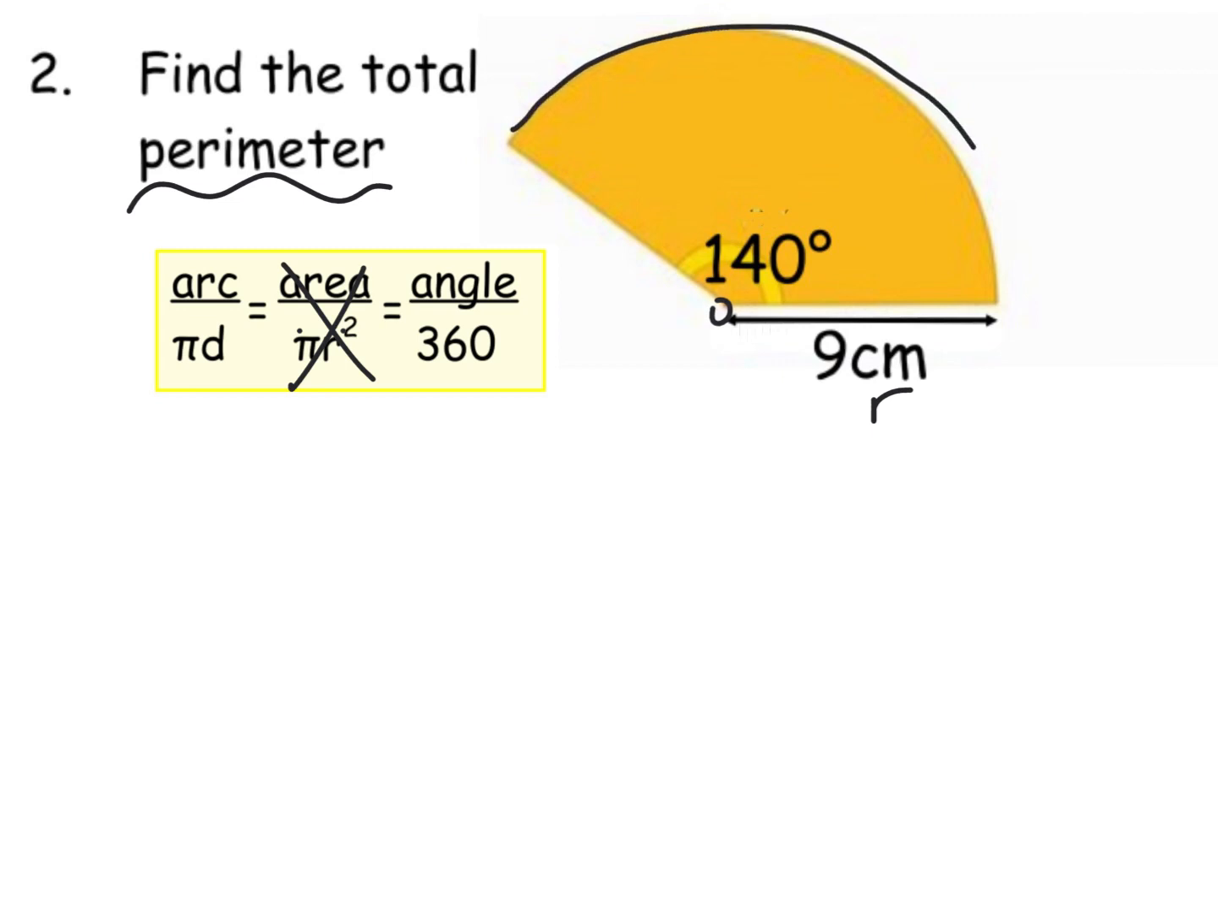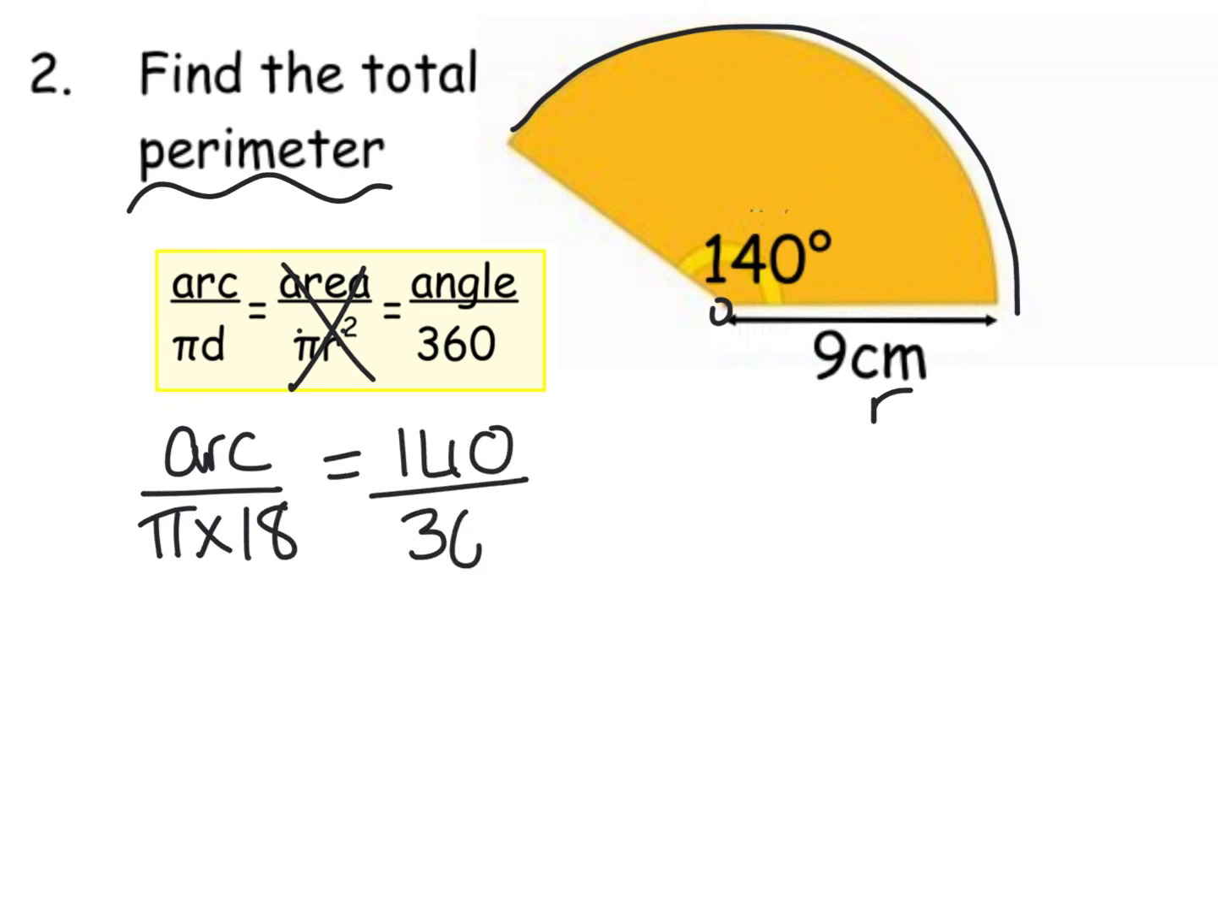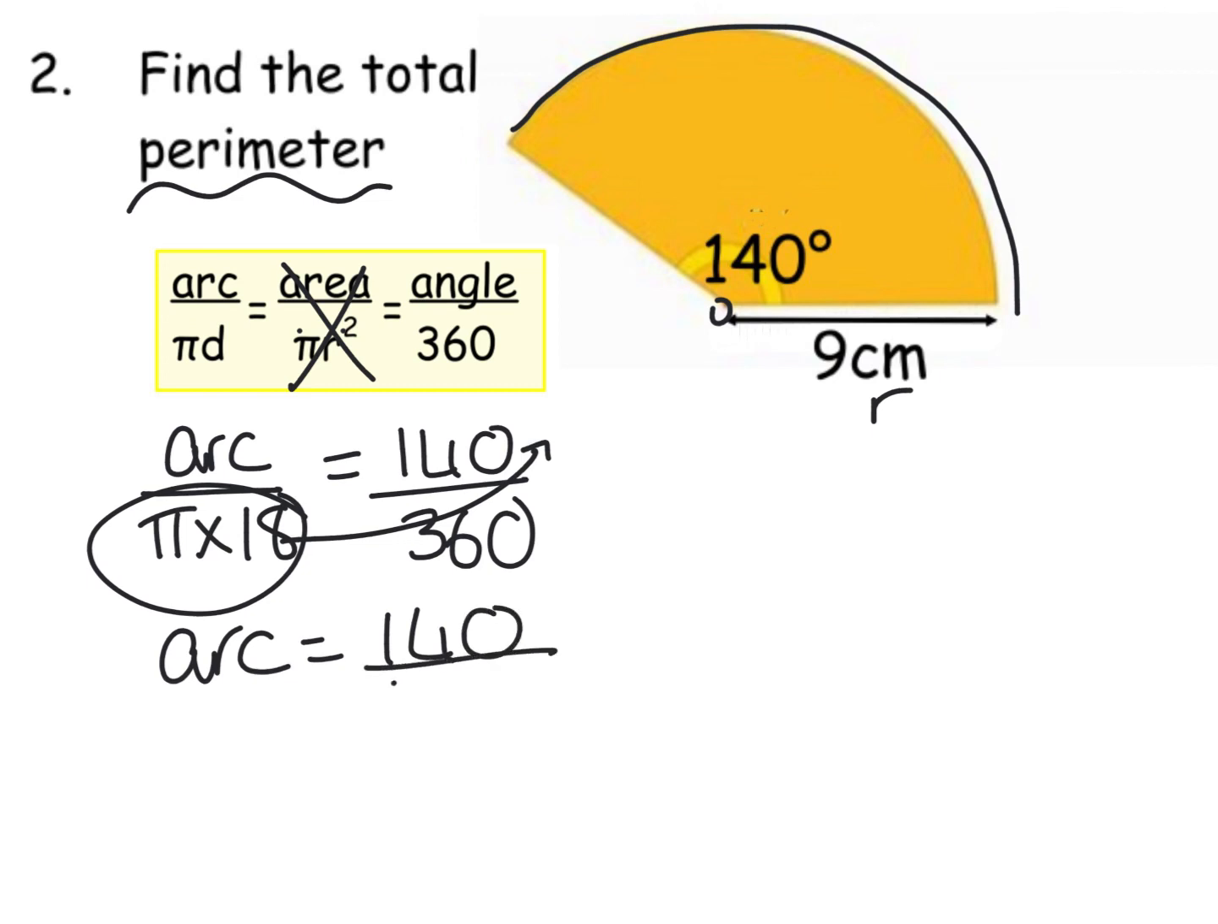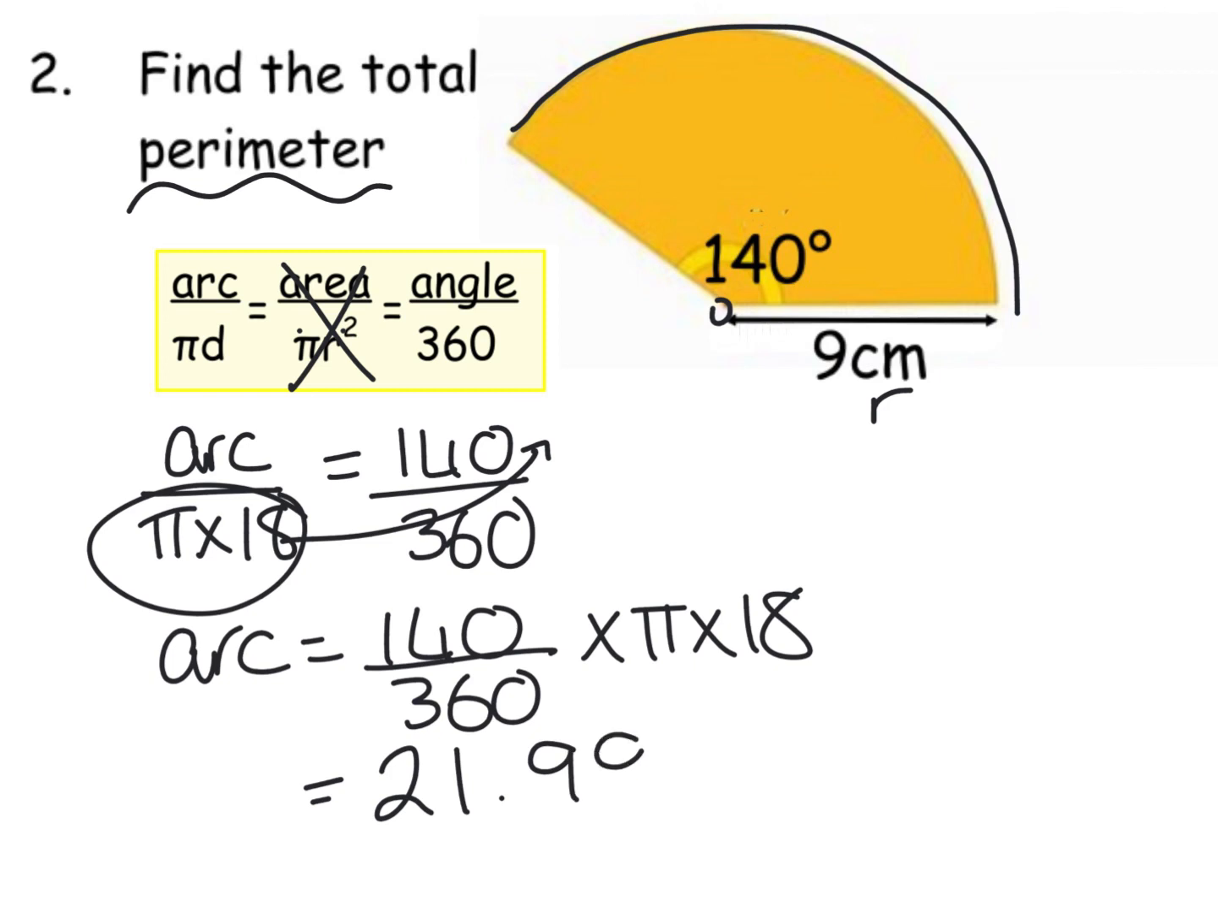Let's go get this curved bit here. So we're going to do arc over pi d, so arc over pi times your diameter, which is double 9, so 18. Your angle is 140 over 360. Again, this pi times 18 is going to come up to the other side, cross multiply. So arc equals 140 over 360 times pi times 18. And when you type that into your calculator, you get 21.9911. So I'm happy to go to 2 decimal places and leave that as 21.99.